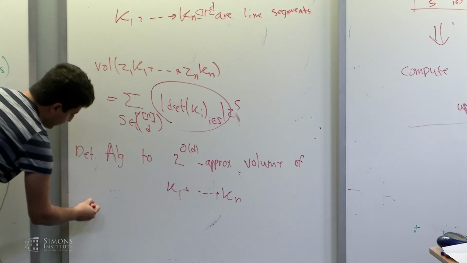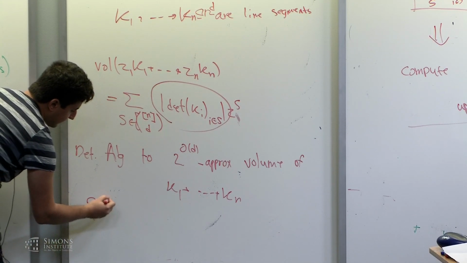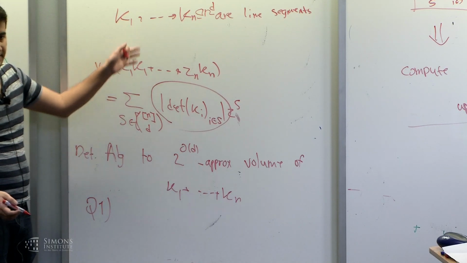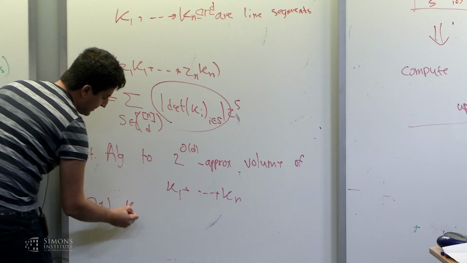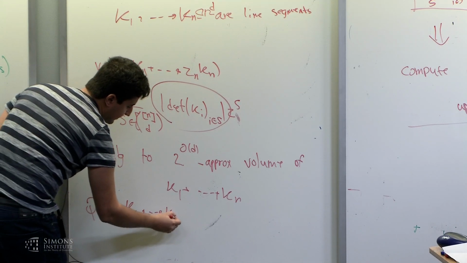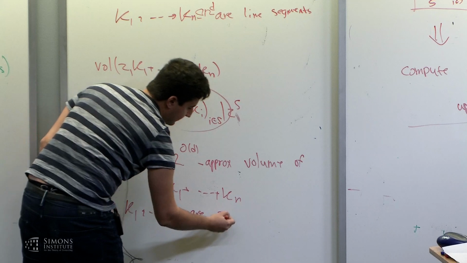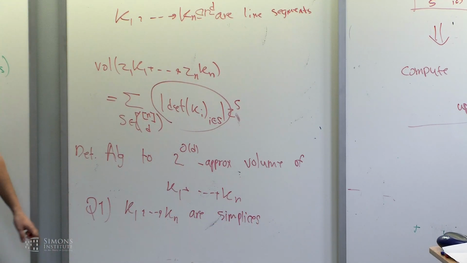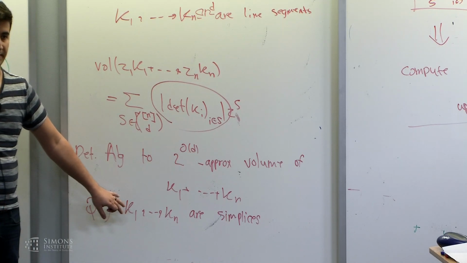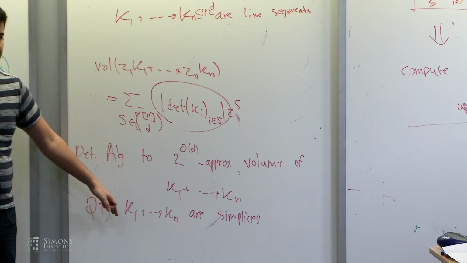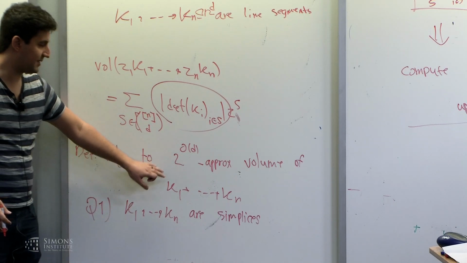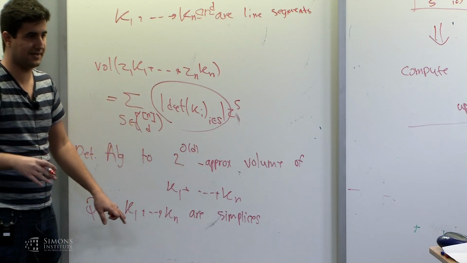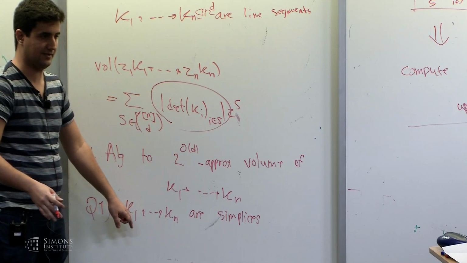So question 1 is, can you generalize this to arbitrary polytopes? For simplicity, let's say that K1 through Kn are simplices. If you put a bound on the dimension of these simplices, there is a trick so that your approximation factor gracefully degrades with the dimension. But can you do this for full dimensional simplices?